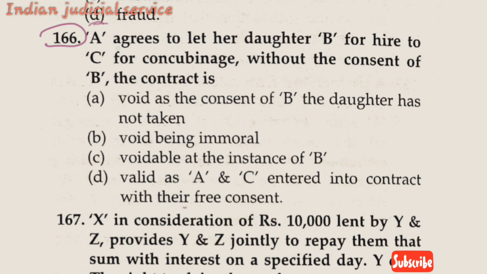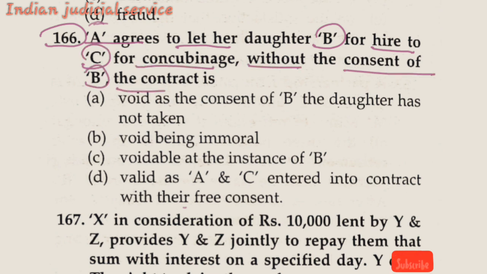Question number 166. A agrees to let her daughter B for hire to C for concubinage without the consent of B. The contract is. So here is a contract between A and C, and A agrees to let her daughter, whose name is B, for hire to C for concubinage. This is an illegal and immoral activity, and the agreement is completely void, because the purpose of the contract is void here.